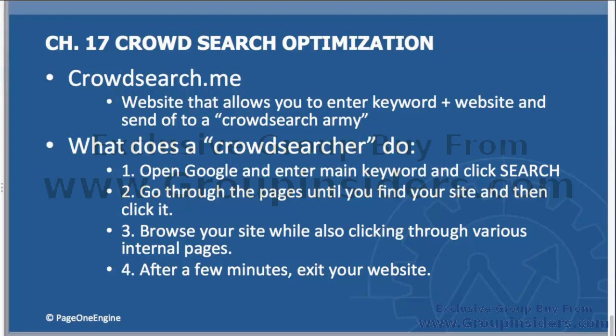Here is what a crowd searcher actually does. First, they open up Google, enter your main keyword, and click search. Then they go through the search engine results page until they find your website and click into it. After that, they browse your site while also clicking through various internal pages. Then after a few minutes, they click out of your site and don't go back to the search engine. That shows Google that they completed their task.